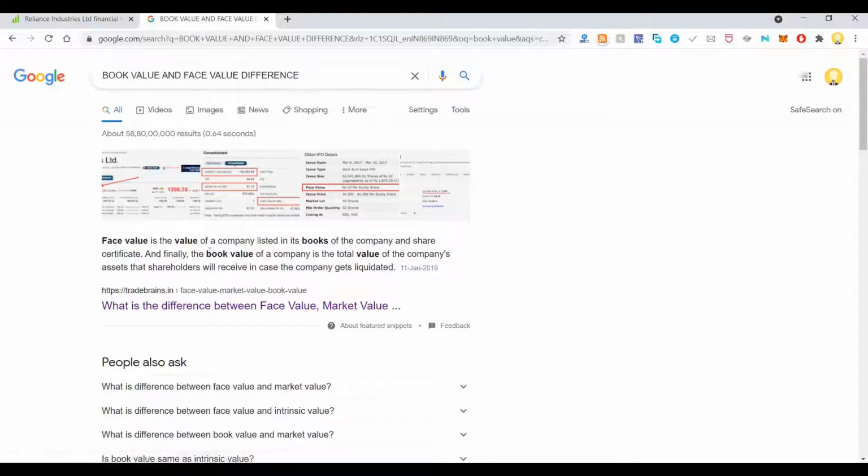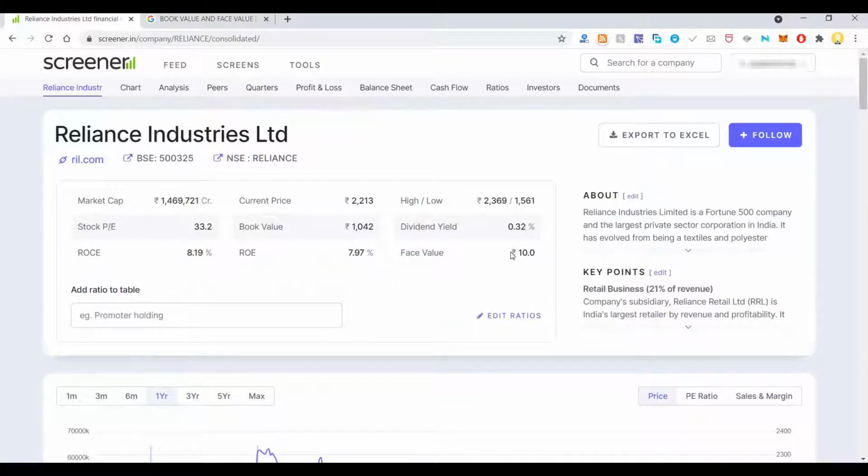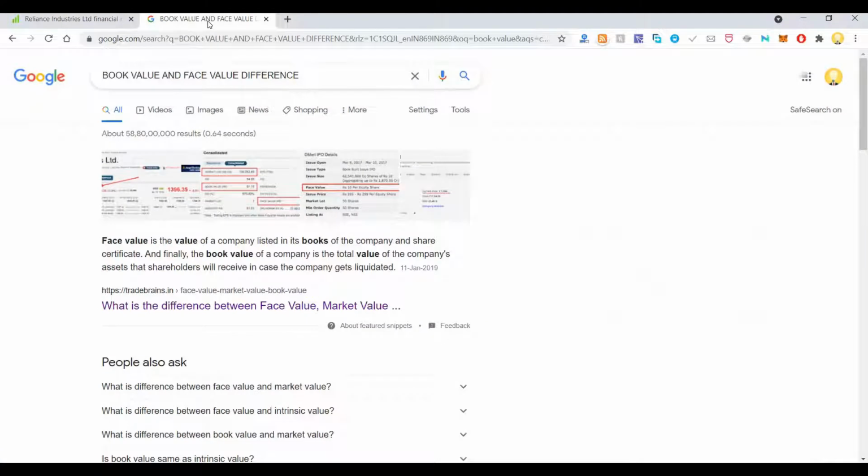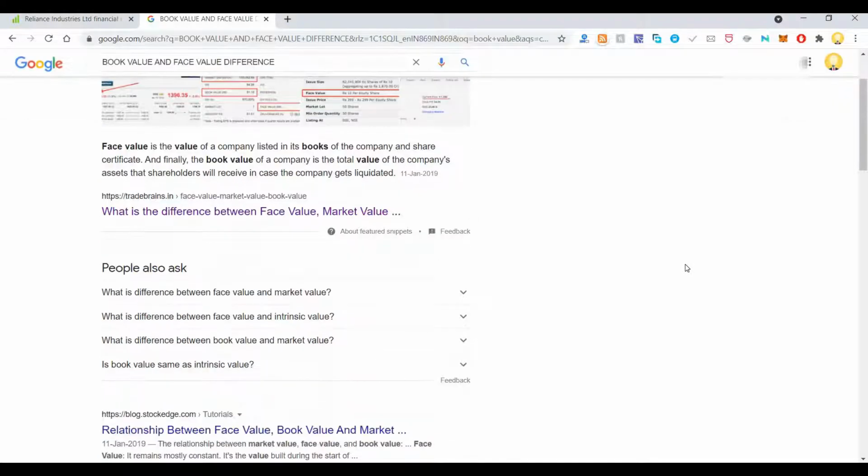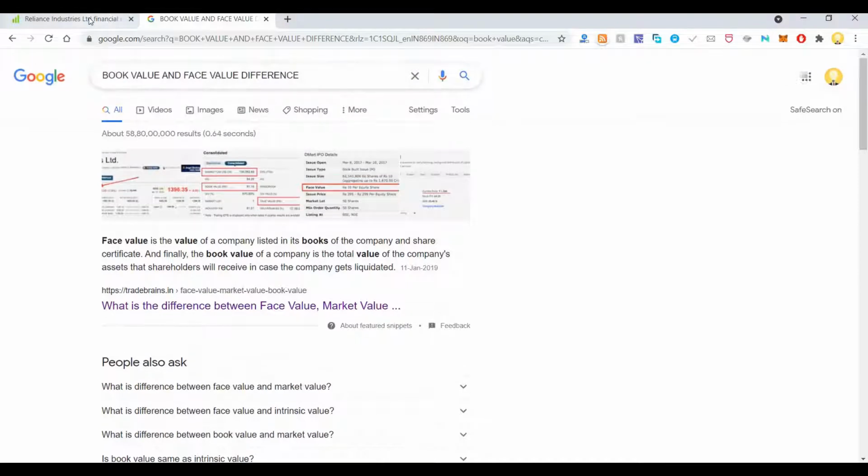The face value of a company is the value that they put in the share certificate, and usually they put very small values, so you should not go by these face values. It's just a technical term. And the book value of the company is the total value of the company's assets that the shareholders will receive in case the company gets liquidated. That is, if the company gets liquidated, as per the book value, how much the people will get. That is what's been put here.